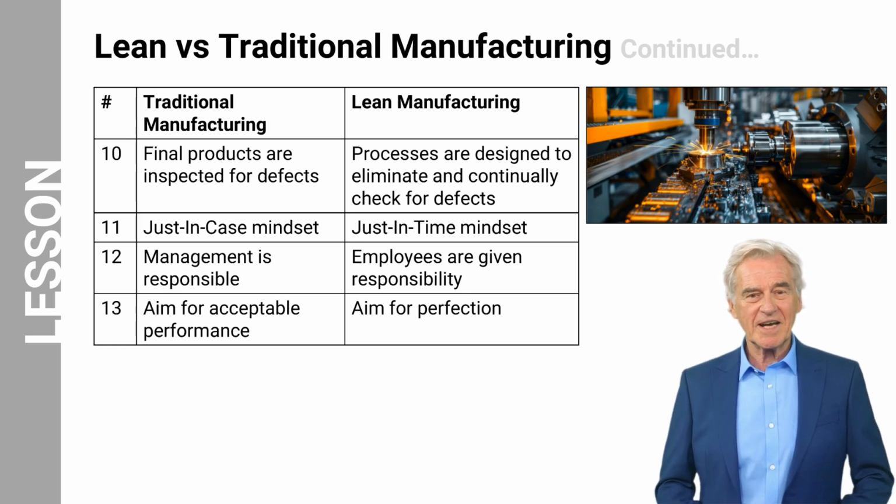There's also a stark contrast in responsibility distribution. Traditional manufacturing places responsibility primarily with management, while lean manufacturing empowers employees with direct responsibility for their work. Perhaps most notably, traditional manufacturing aims for merely acceptable performance standards, while lean manufacturing strives for perfection in all aspects of production.